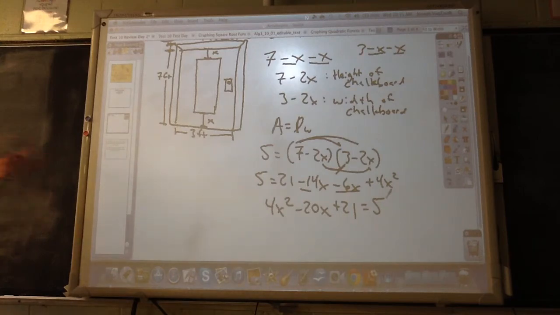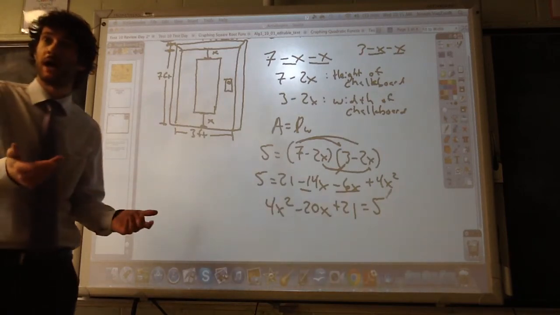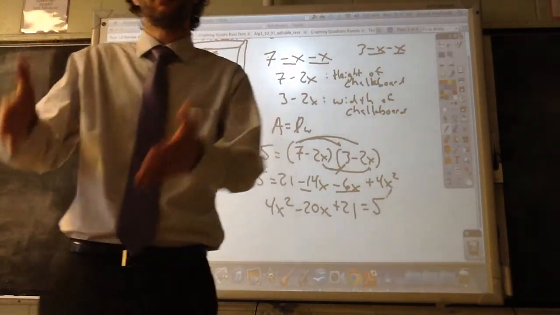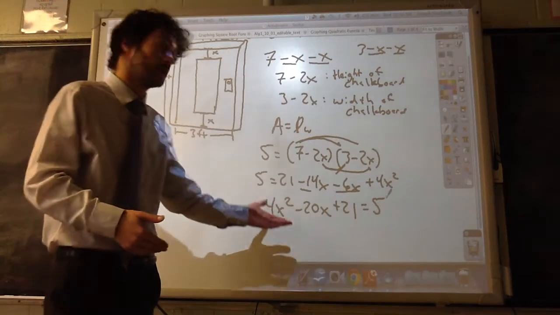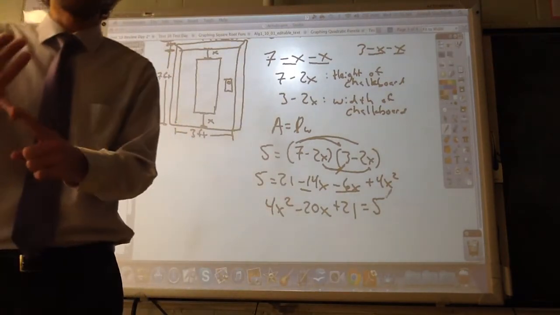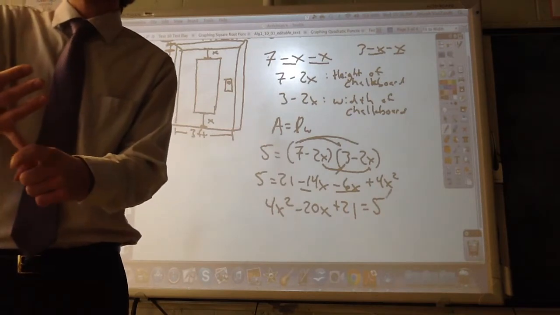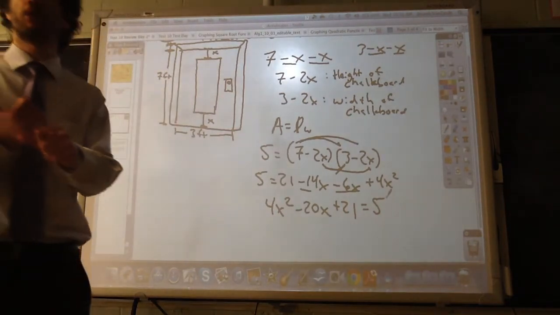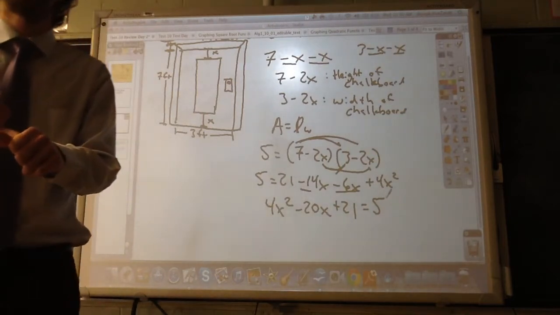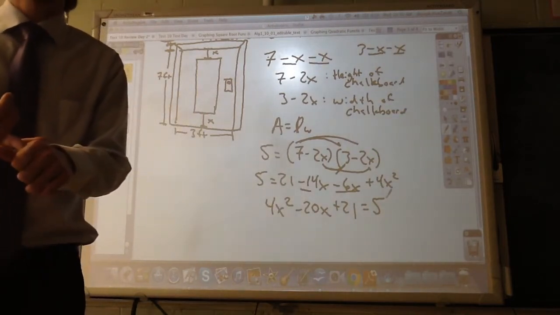Now, factoring may or may not work. Probably not, right? It only works if the answers are nice, neat answers, and these may or may not be. I don't know, but there are two that always work. What's one that I could definitely use? The quadratic formula always works. And what's the other one I can do that always works?